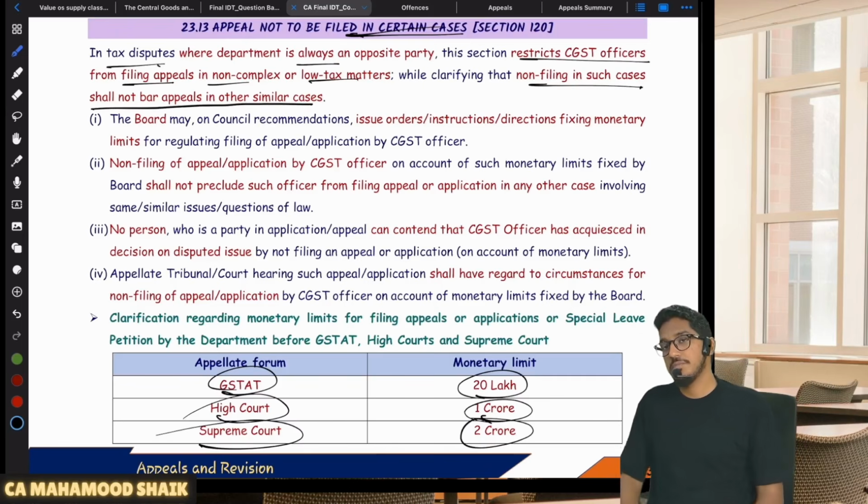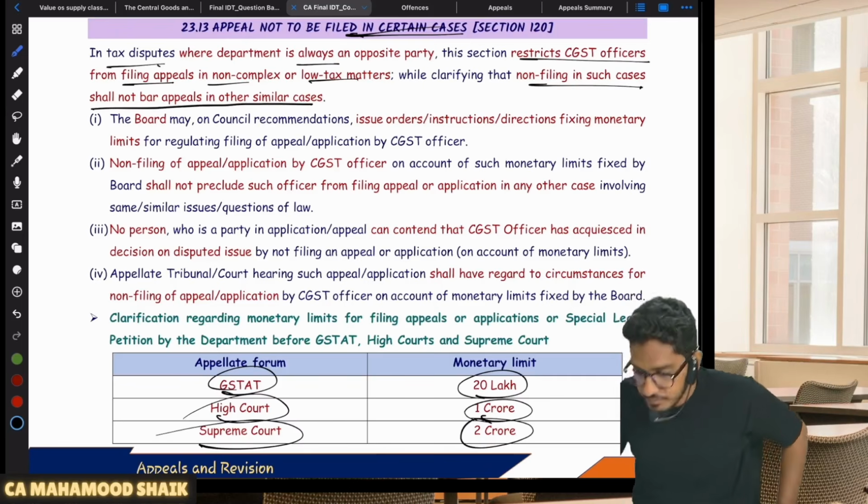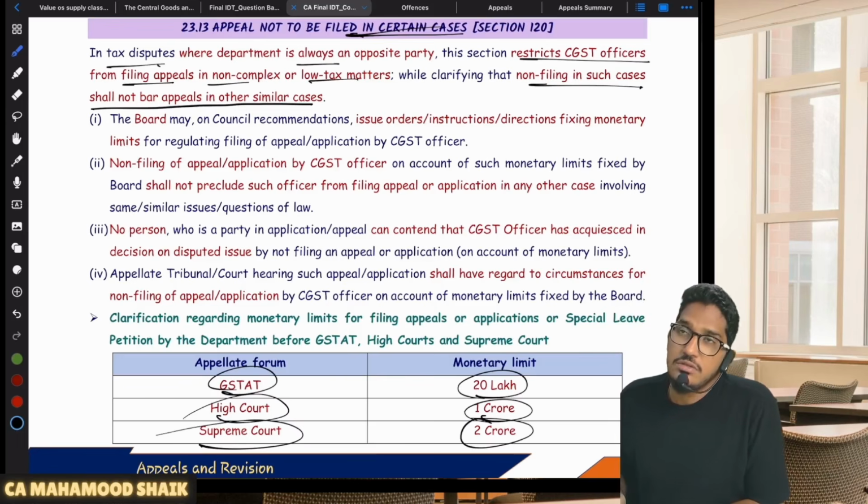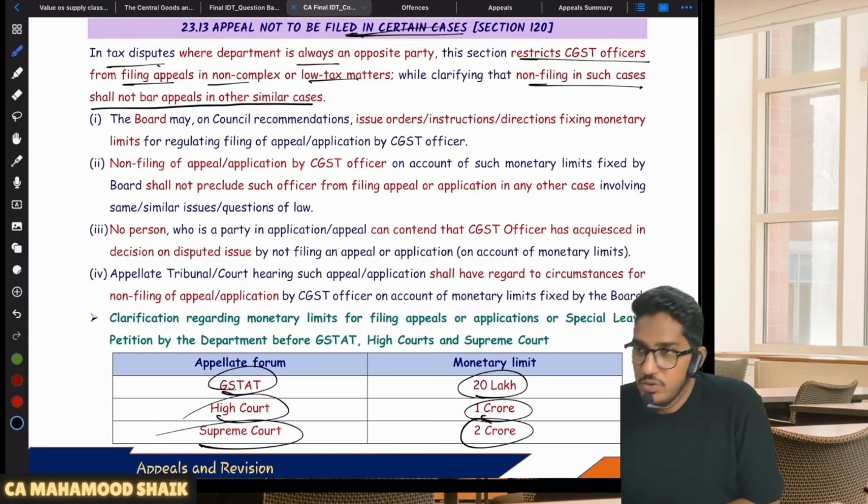Now some important points. Let us say, for example, I am a seller of this pen. I claimed an exemption. Now, the appellate authority has told that, okay, this is exempted. Now, the department wants to go to the appellate GSTAT, they want to go, but my amount is only 5 lakhs. The amount is only 5 lakhs. They can't go to GSTAT. Does that mean by not going to appeal, the department agreed that this is exempted?